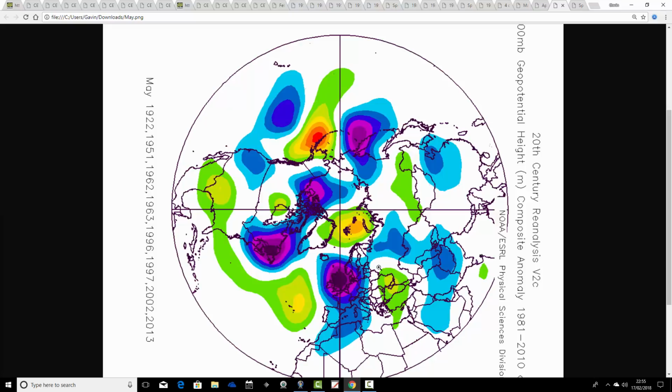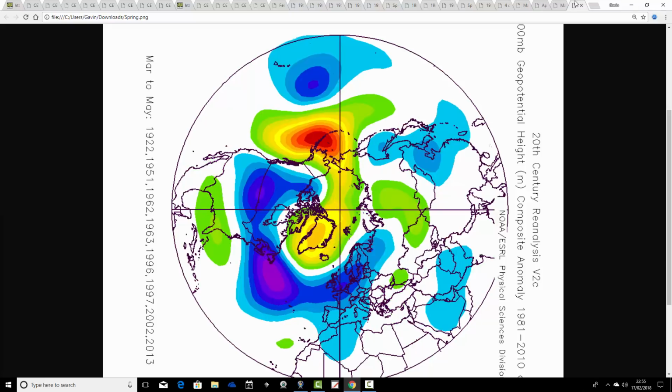We have a really cold signal for March. We have spring getting itself going in a much better month for April, and then it goes into a rapid deterioration with a really unsettled May. And that is how the springs of these years look overall. So remember, the years are 1922, 1951, 1962, 1963, 1996, 1997, 2002, and 2013.